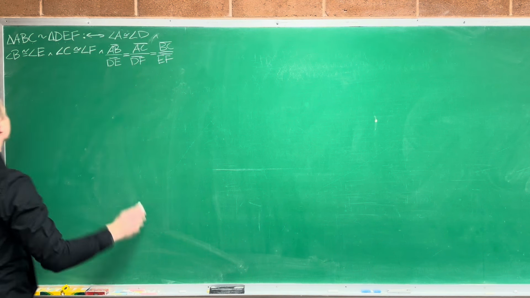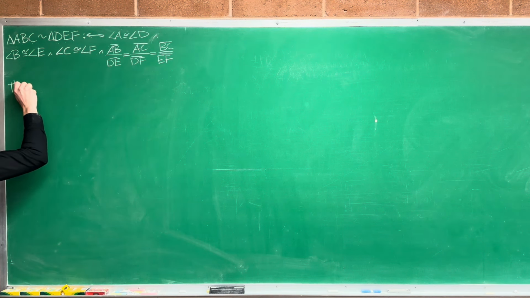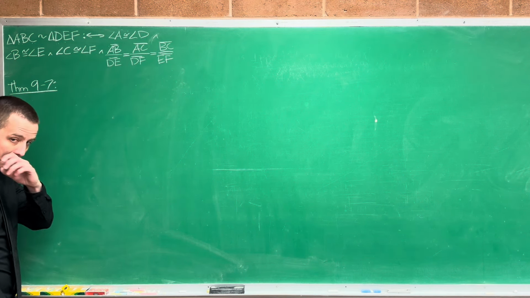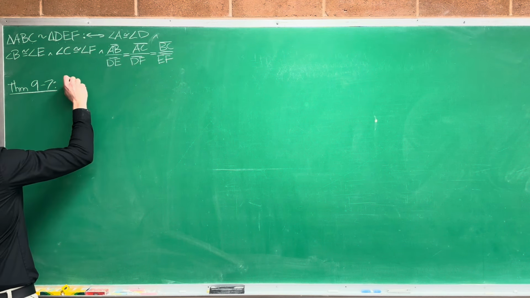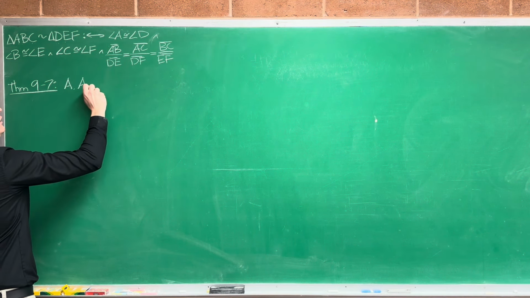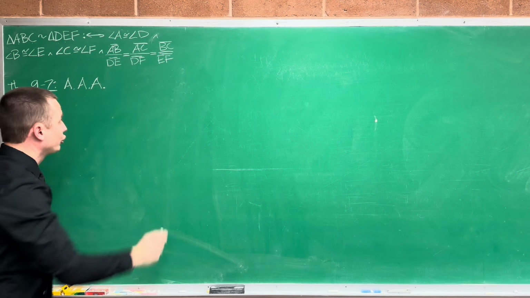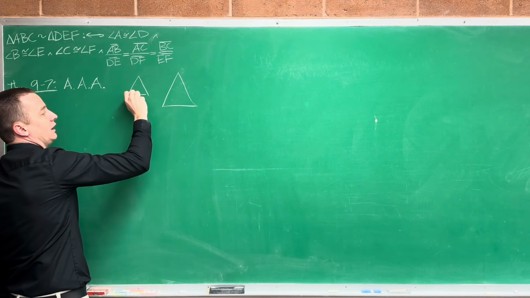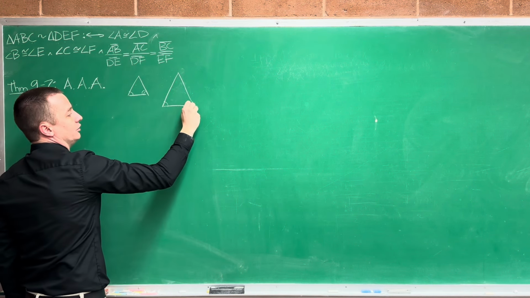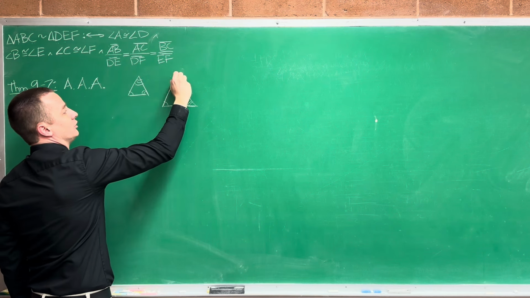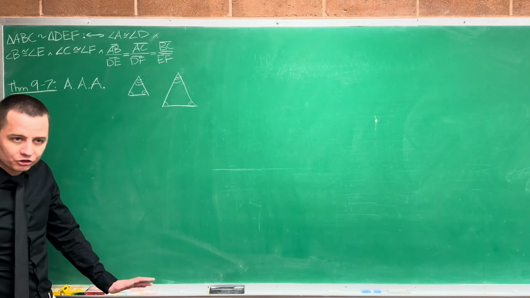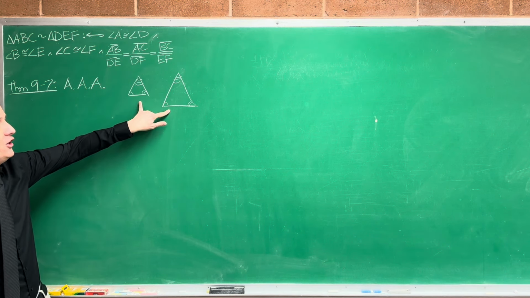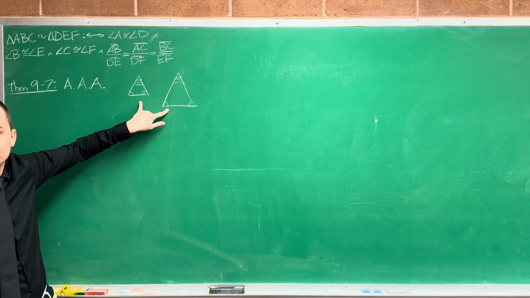Now, Theorem 9.7. So, Theorem 9.7, what did that give us? If the angles of one triangle are congruent respectively to the angles of another triangle, then the triangles are similar. So we'll just call that angle, angle, angle. If I have two triangles, whatever they look like, and I know that this angle is congruent to that angle, this angle is congruent to that angle, and this angle is congruent to this angle, then I know that the two triangles are similar to each other.